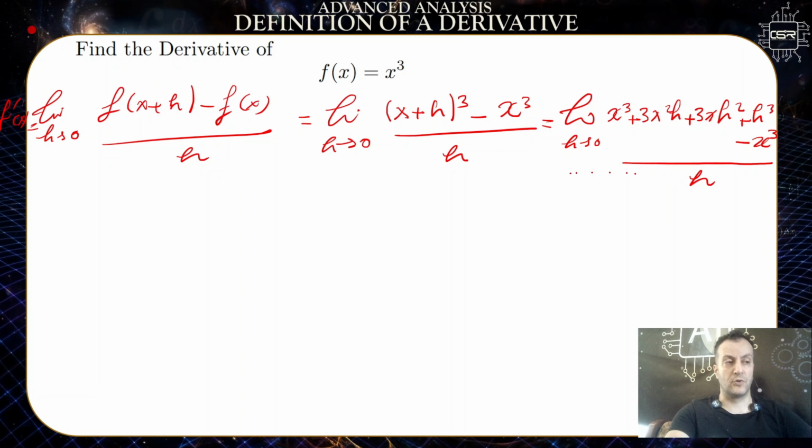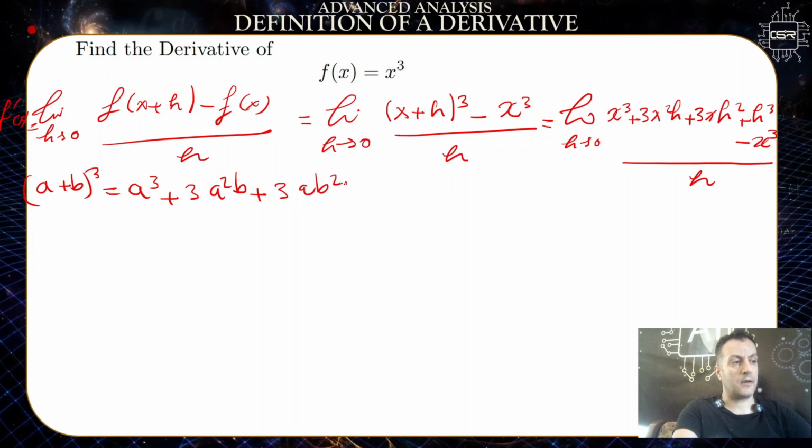In case you're wondering, this is the formula. Okay, x plus h to the power of 3 is like a plus b to the power of 3. It is equal to a3 plus 3a squared b plus 3ab squared plus b3, instead of going all the way in evaluating x plus h squared, then multiplying it with x plus h.